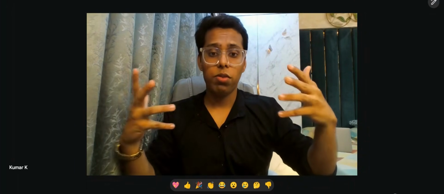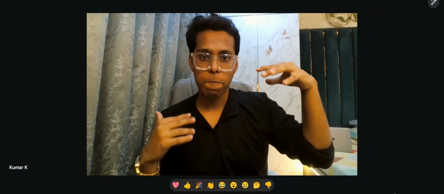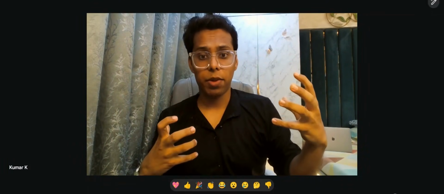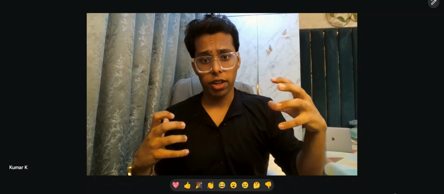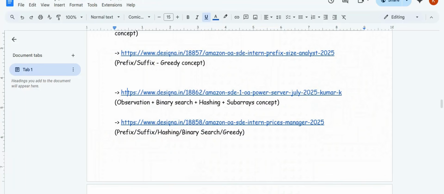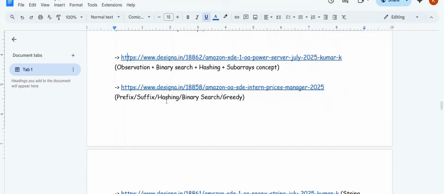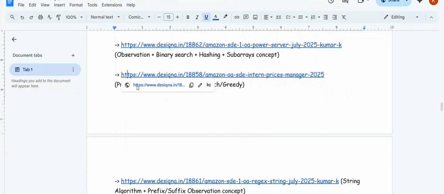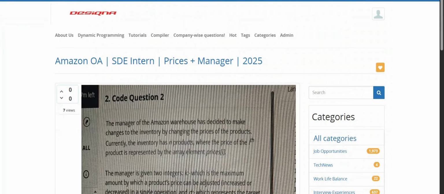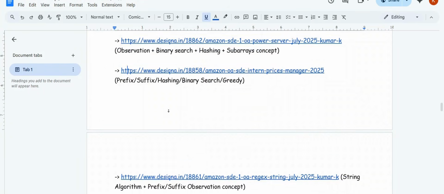I know that these problems are hard and unseen and you have to throw your own logic at it, but the main concept and the main topic revolving generally remains the same. So that's why we should do lots of topic wise OA and CP problems. So this is another problem on prefix, suffix, and hashing binary search greedy concept. Like there are so many. I'm just trying to show you as many as I can.